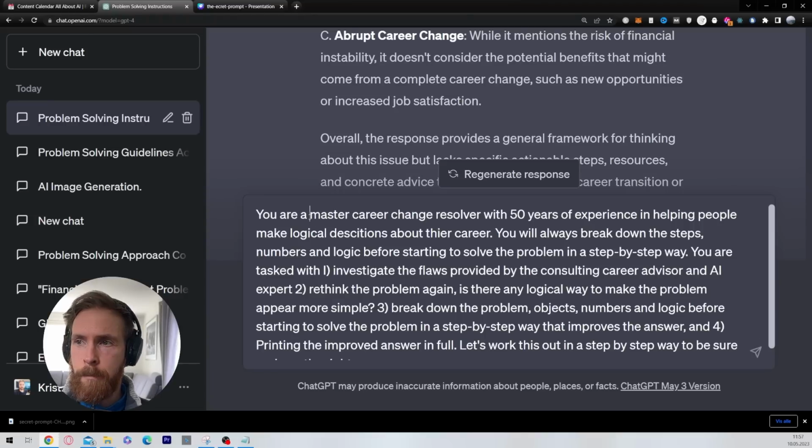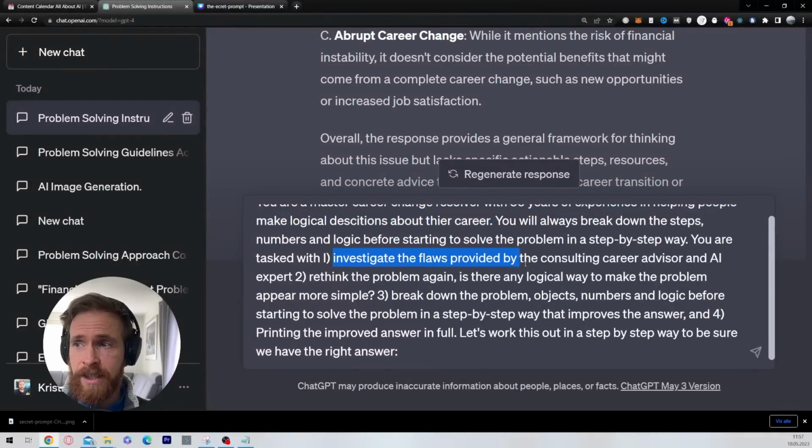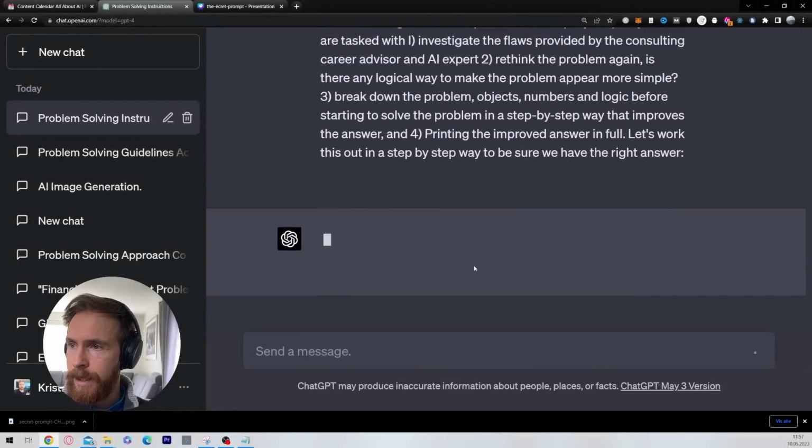And that is going to be a master career change resolver with 50 years of experience in helping people make logical decisions about their career. So it's going to be given 4 different tasks. It's going to investigate the flaws provided by the consulting career advisor, rethink the problem again. Is there any logical way to make the problem appear more simple? Break down into numbers, objects and start providing solve the problem in a step-by-step way, right? Print the improved answer in full. Okay, so let's just submit.